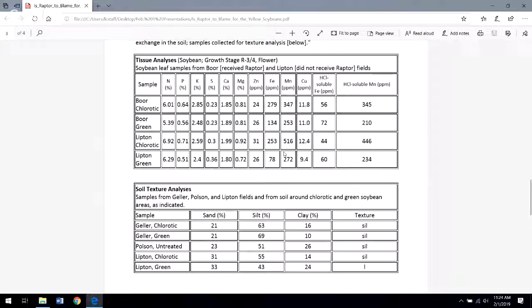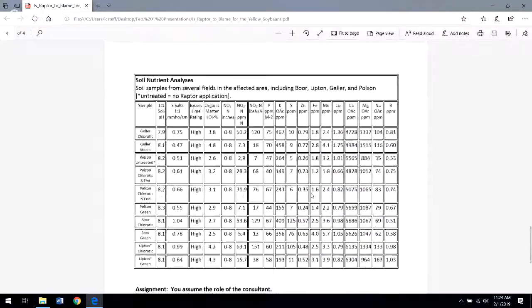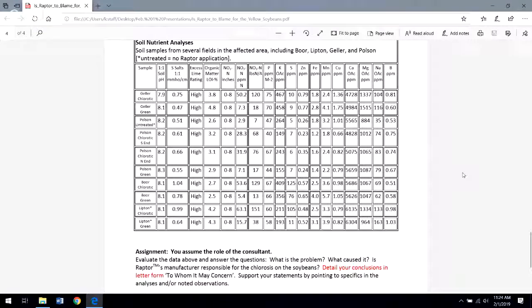What about the soil compaction? Yes, soil compaction could very much be part of it. But what about the soil test too? Let's come down. Take a look at the soil test. And what do we know about the soils in Lipton, Geller, and Boer? Well, we look at calcium. Look at the calcium in there. Calcium is huge, as we would expect.